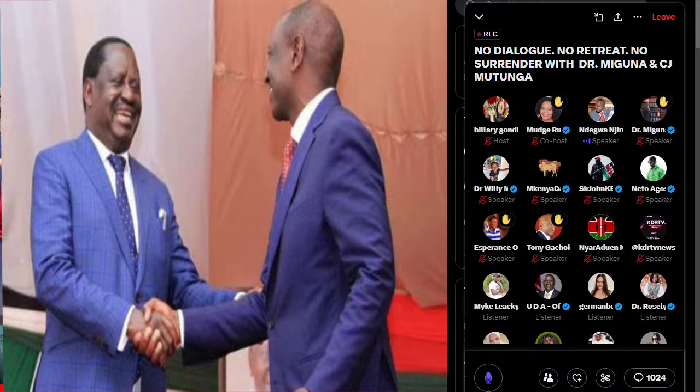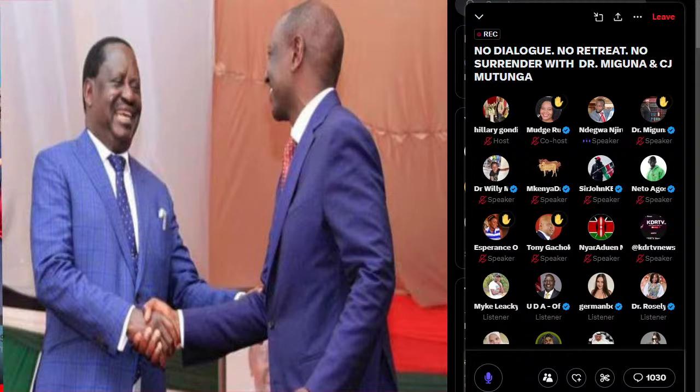I am one of the proponents of believing that we must use constitutional means to dislodge William Ruto, and that all the constitutional tools must be put to test, and then we resort to extra constitutional means in the event the available constitutional tools fail.